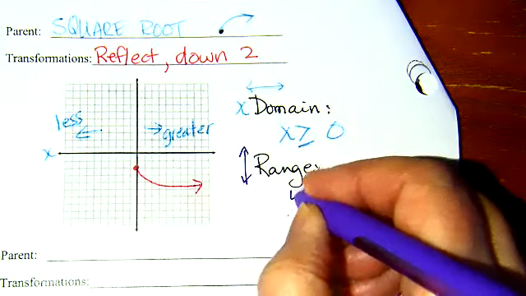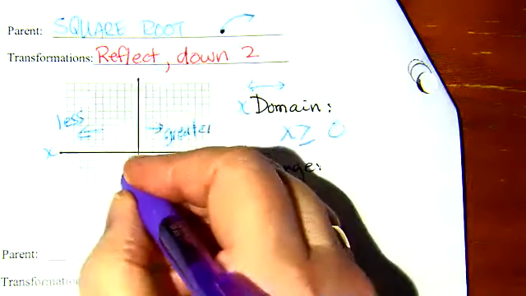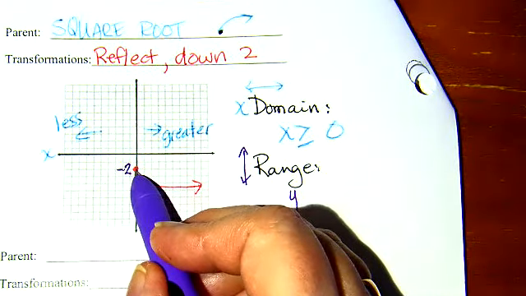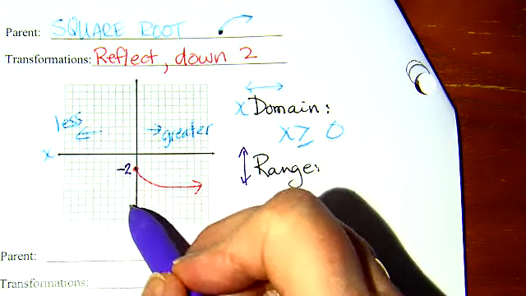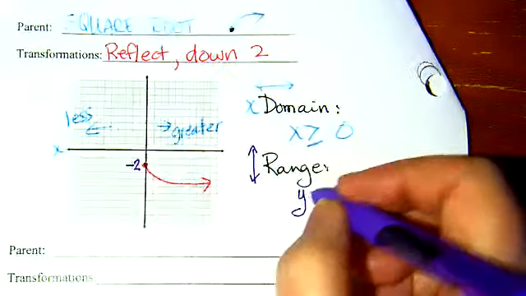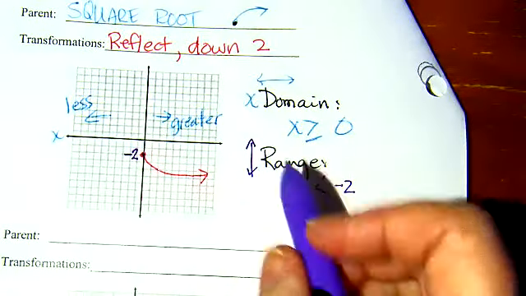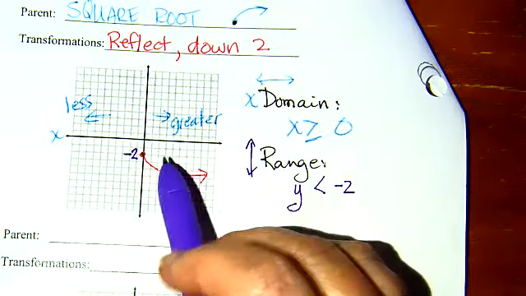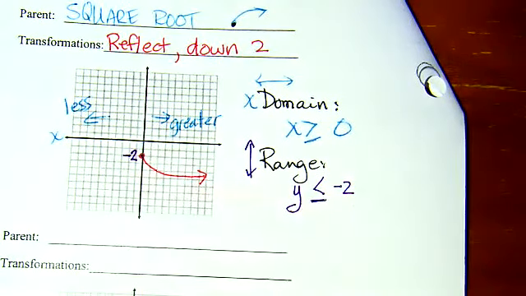So where does it start? This is the story of the y's. So the y's are starting here at -2. And then from the -2, is it getting greater or less? Is it going up from here or down? Well, this one is going down. So this one is less than -2. And what about that -2? Can I include it? Yes, we're going to include that one.